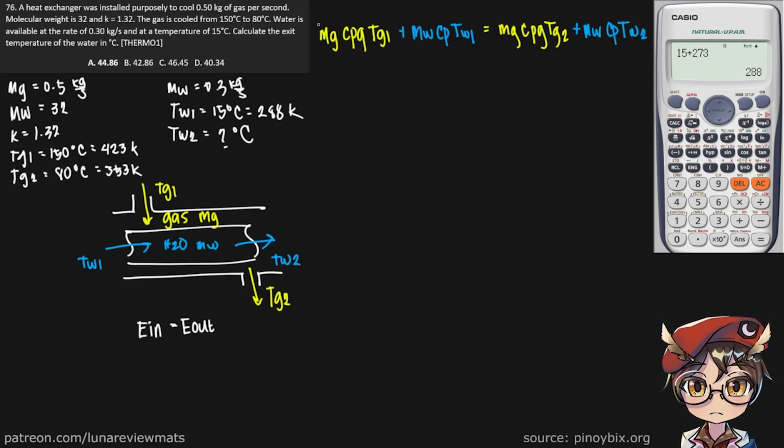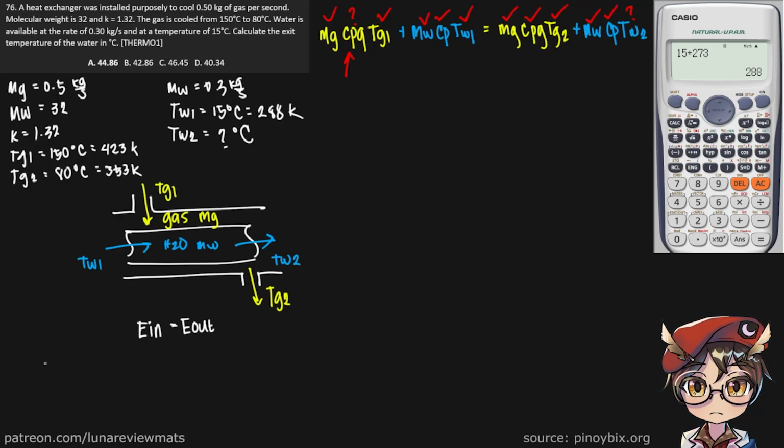Okay, so far we know Mg, we don't know Cpg, we know Tg1, we know Mw, we know specific heat of water, we know our entry temperature for the water, we know the exit temperature of the gas, we know the mass flow rate of water, and we are trying to look for Tw2. So we can't solve this yet because we still don't know the specific heat of the gas. There is one way to get this.